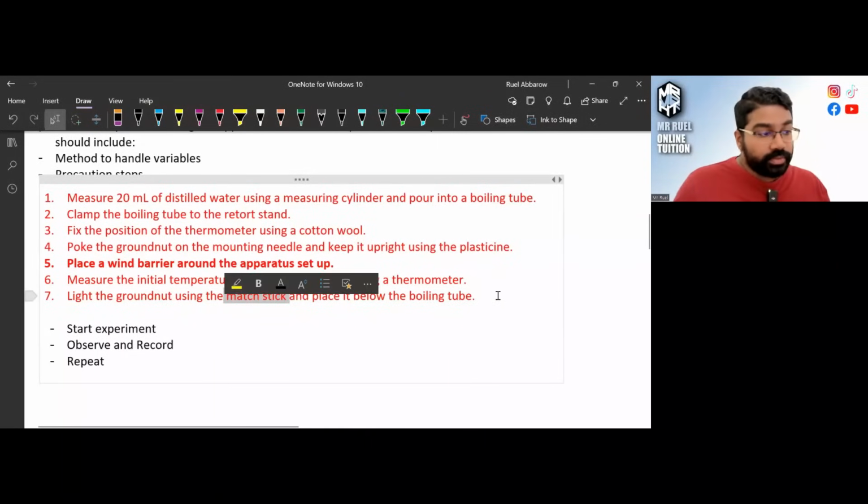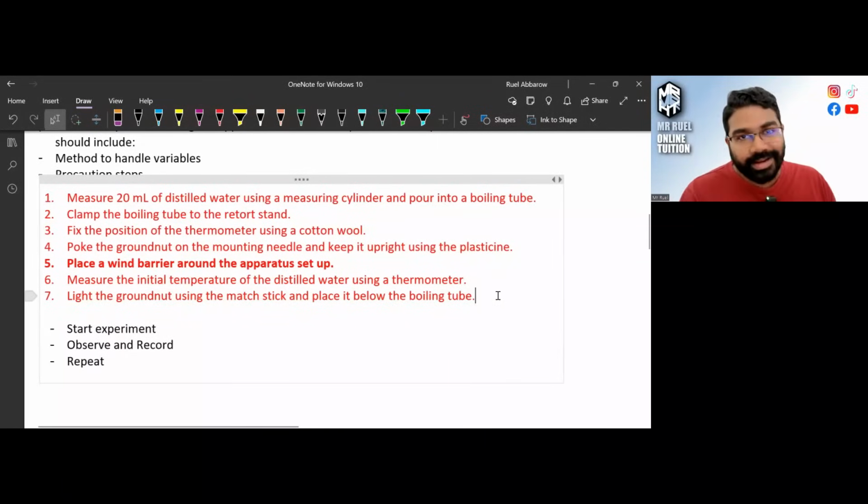It depends on what apparatus you receive. Maybe you're going to get a candle. Maybe you're going to get a Bunsen burner. I don't know. So please be careful here. Use whatever is given to you. If it's a match, then you write match. And then place it below the boiling tube. Done. We already started the experiment. Finish.